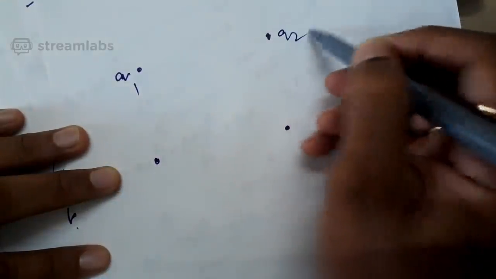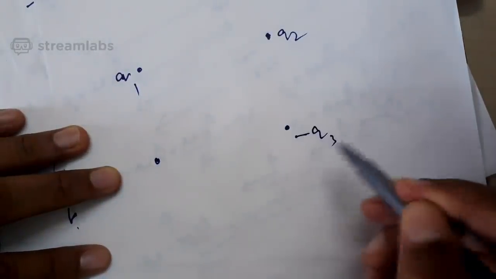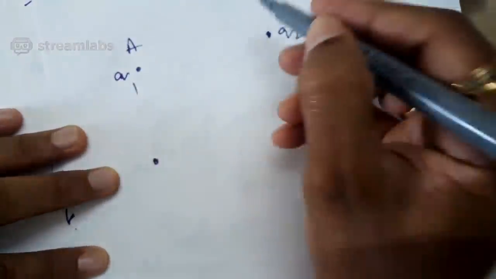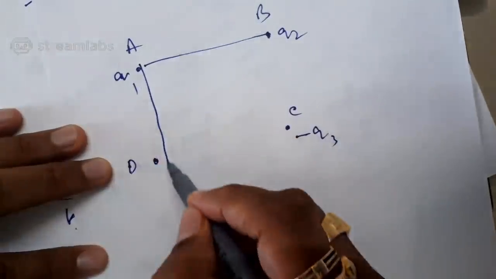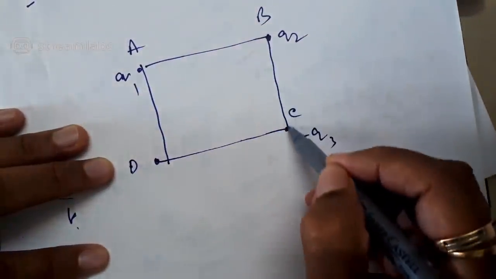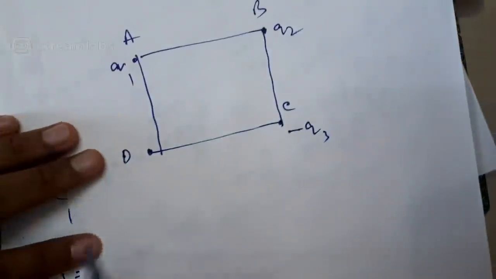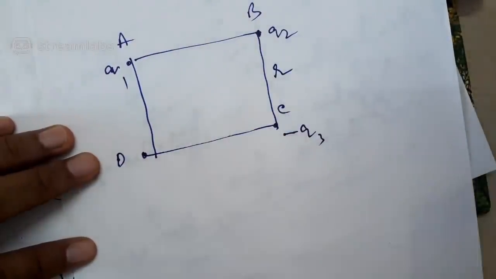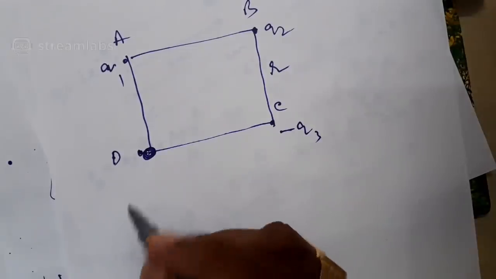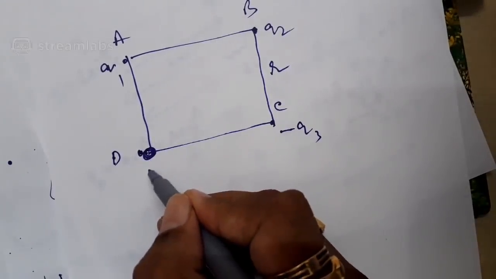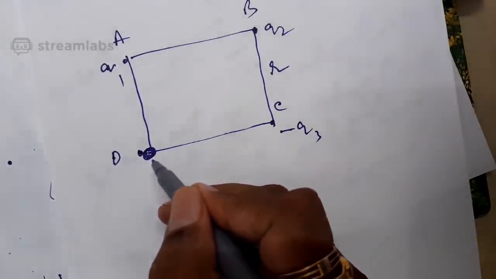Q1 is there, Q2 is there, minus Q3 is there. Q1 is at A, Q2 is at B, Q3 is at C, and there is D. Let us say ABCD is a square. Even though it won't look like a square, assume that it is a square of side R. You come across this type of problem in electric intensity, like being asked to calculate net electric intensity at D.